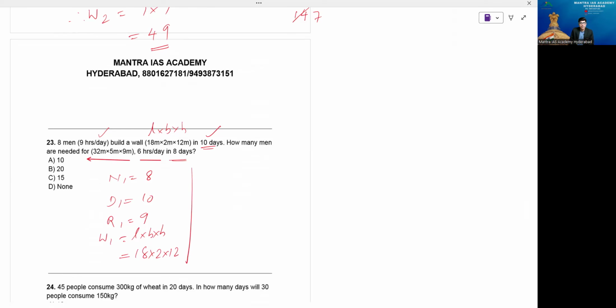The right side is N2, the number of persons he is asking for. We have to find out the value. D2 is 8 days. R2 is 6 hours a day. W2 is nothing but 32 into 5 into 9. The formula now you know is N1 D1 R1 by W1 equals N2 D2 R2 by W2. All variables are here except efficiency.